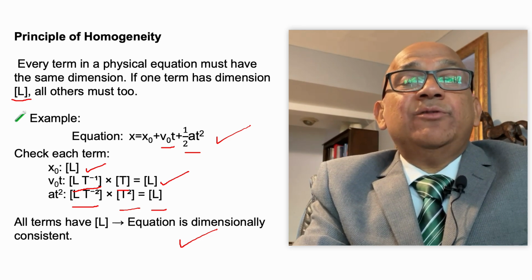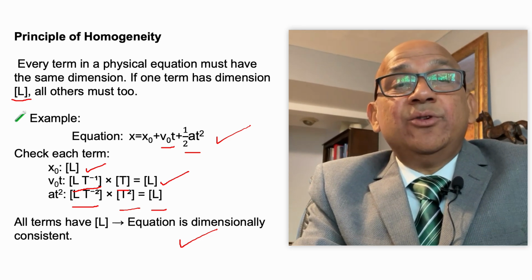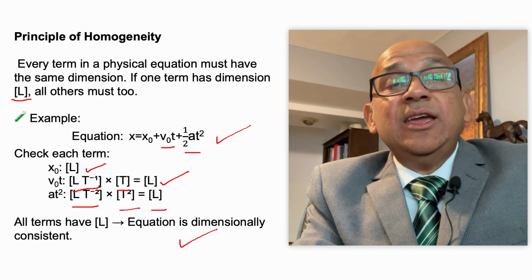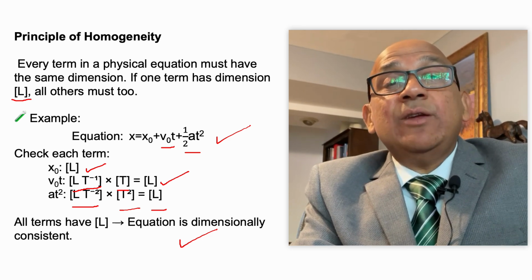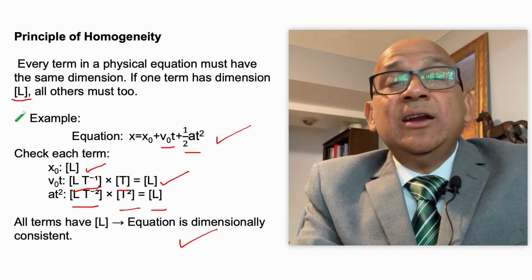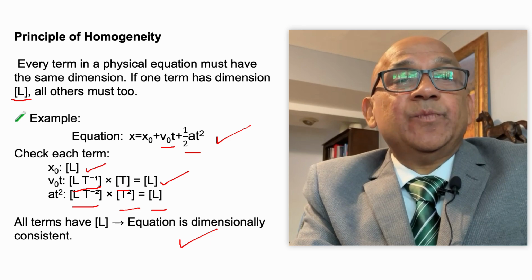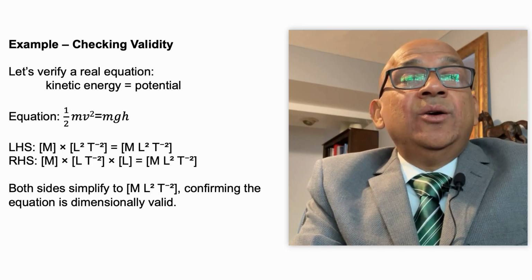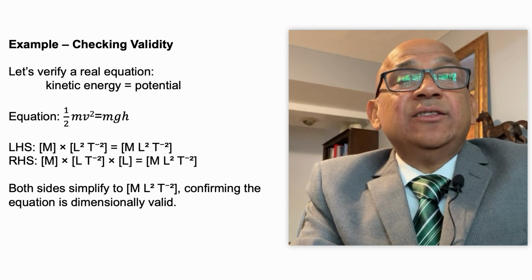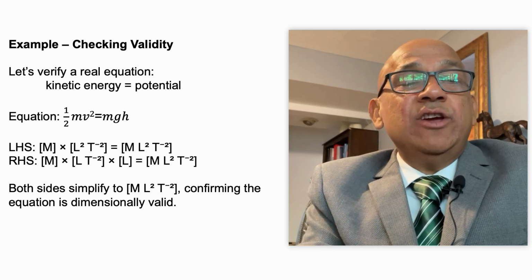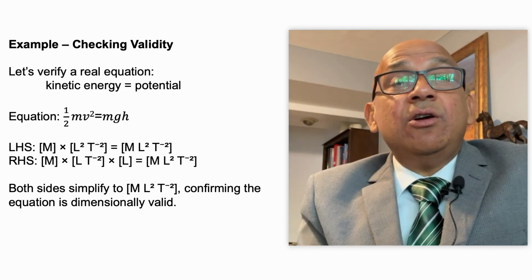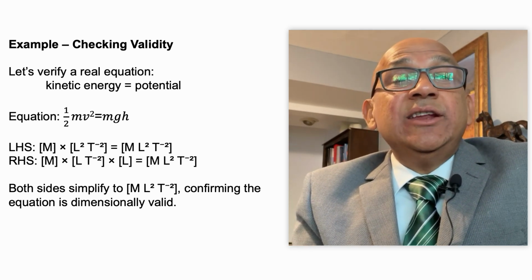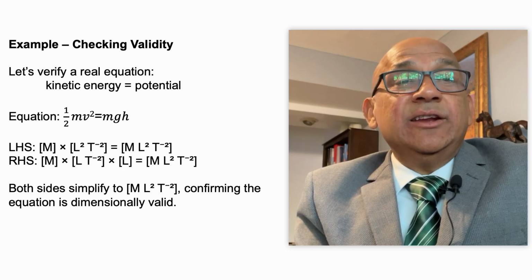Suppose it was not true, and some terms were not having the same dimension, then you can say that the equation is dimensionally incorrect. So it is a very good way to check the validity of an equation, whether it is correct or not. If it is dimensionally incorrect, then it means the equation will be incorrect.